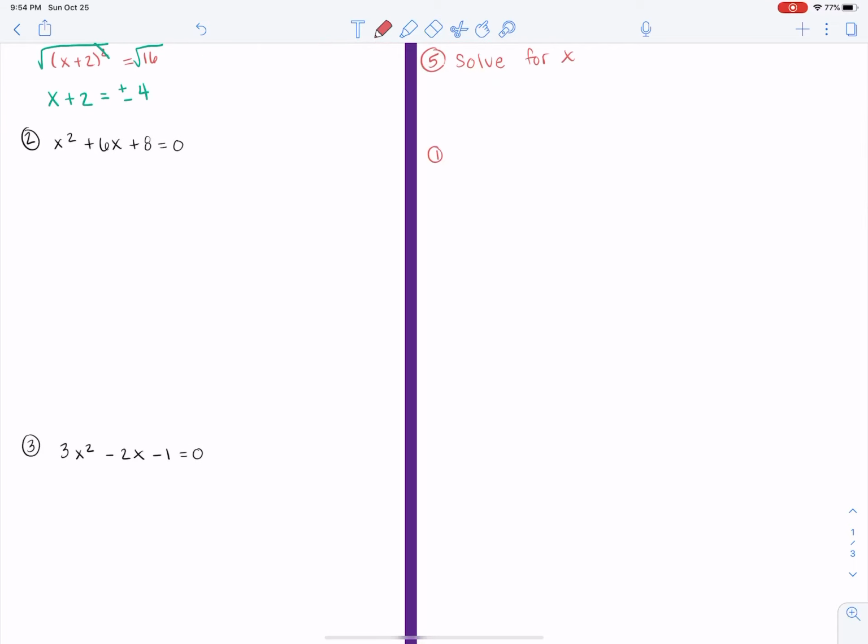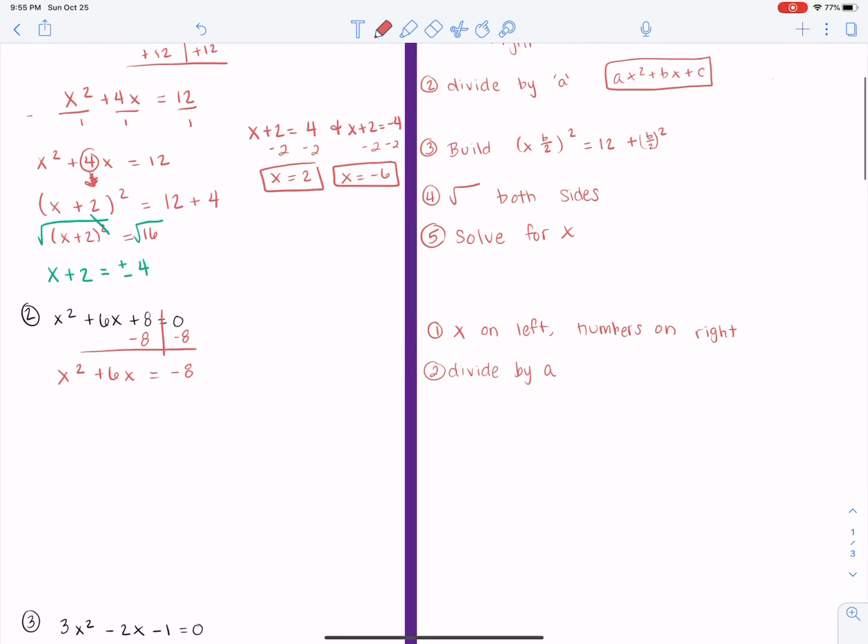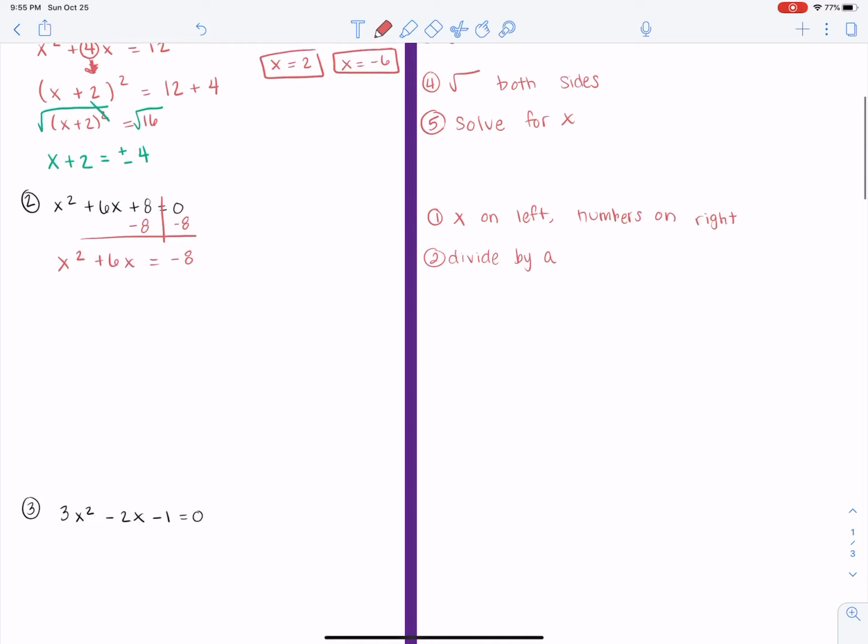First, we're going to put x on the left, numbers on the right. Numbers without an x, that is. So I need to move the 8. So I have x squared plus 6x equals negative 8. Step 2, divide by a. Well, again, my a value is 1, and we already proved earlier that if you divide by positive 1, nothing changes. So I can kind of skip that step.